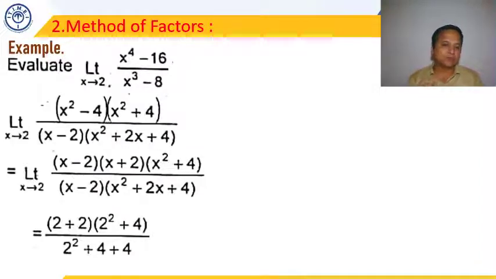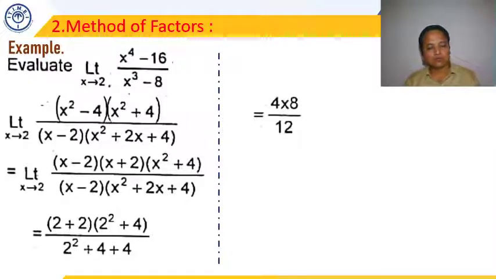So it gives us (2 plus 2)(2 square plus 4) upon (2 square plus 2 into 2 plus 4), that is 4 plus 4 plus 4. When we simplify this further, the numerator is 4 into (4 plus 4), which is 4 into 8, and in the denominator it's 4 plus 4 plus 4, that is 12. So the value comes out to be 8 by 3. That's the value of the limit as x tends to 2.